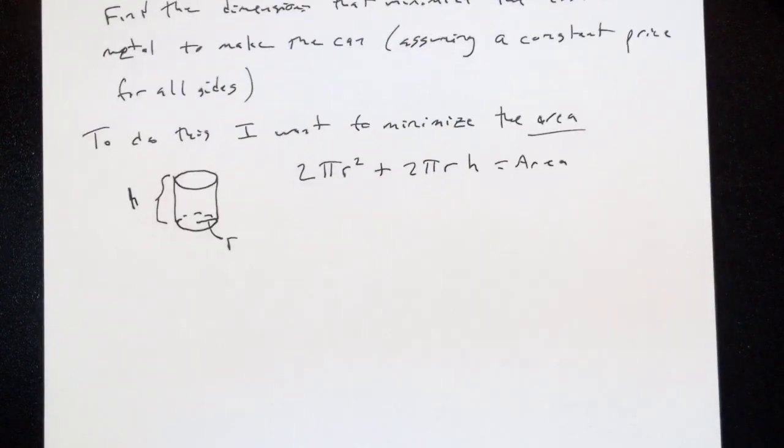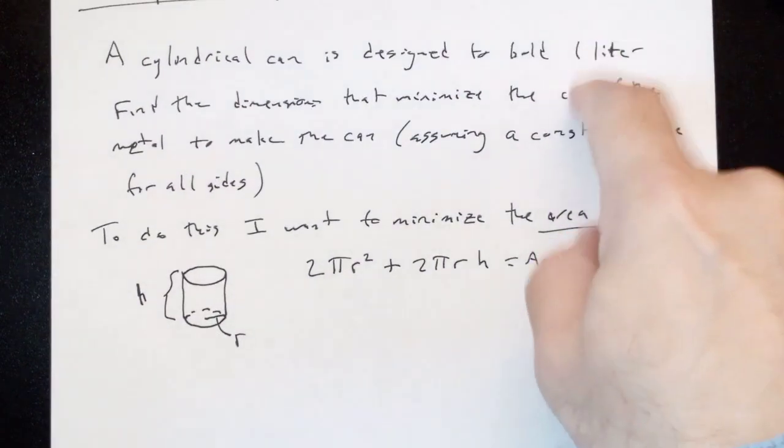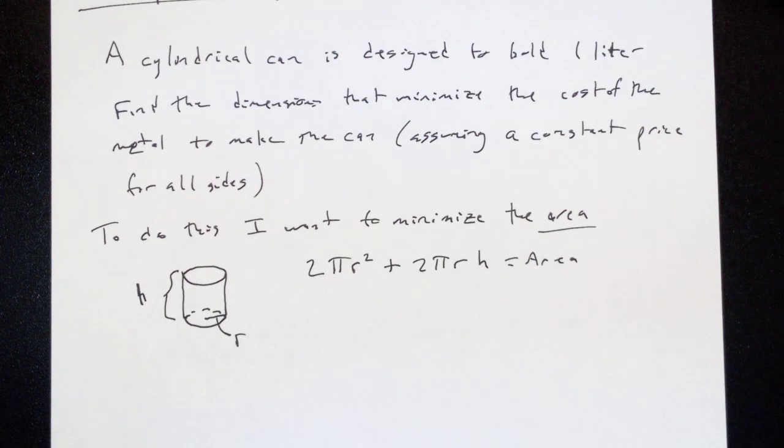But I do still need the volume, because this expression has two variables in it. If I'm going to do calculus, I'm going to do calculus in one variable. I need to go from 2 down to 1. I need some other way of relating radius and height to each other. Here's where I can use the volume, because they've told me something about the volume of this can. It's a liter.